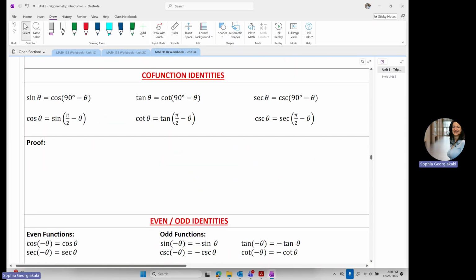Another very important group of identities is the cofunction identities. I'm going to put some stars here on those.